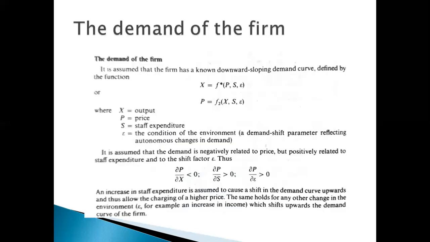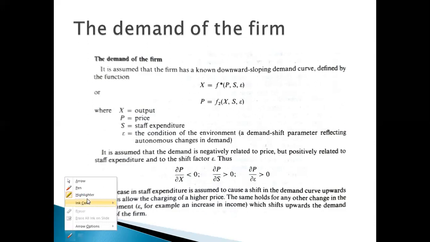The demand of the firm, or the demand for the product of the firm, is a function of three things. X is a function of P, S, epsilon. X is the quantity of output demanded, P is the price, S is the staff expenditure, and epsilon represents the condition of the environment. That simply shows the market condition, which can be considered a shift variable or shift factor.